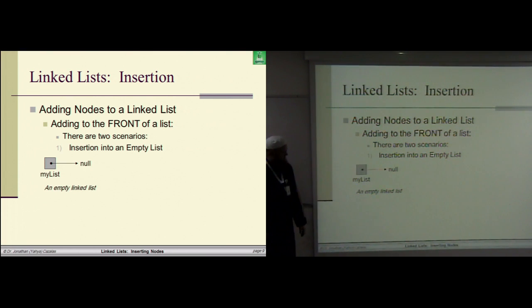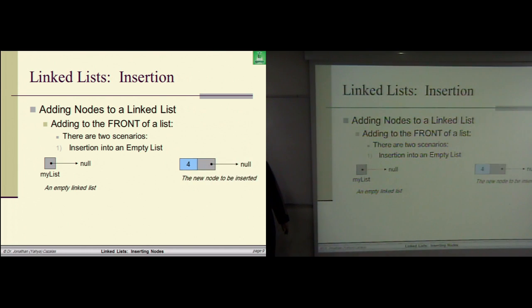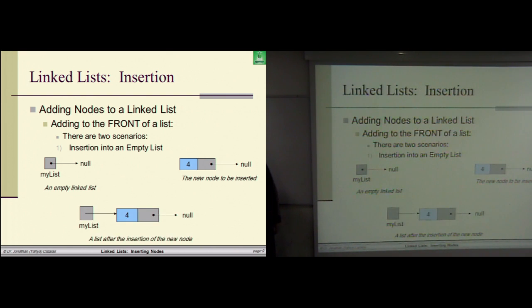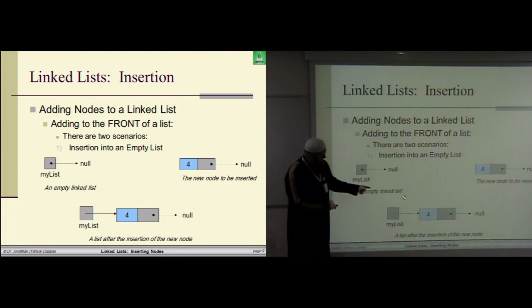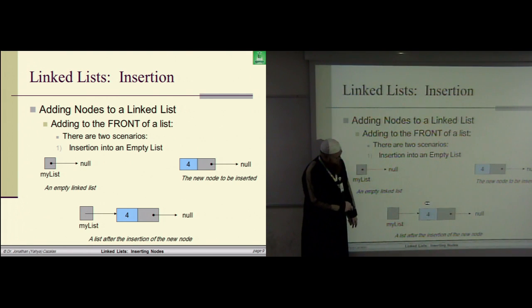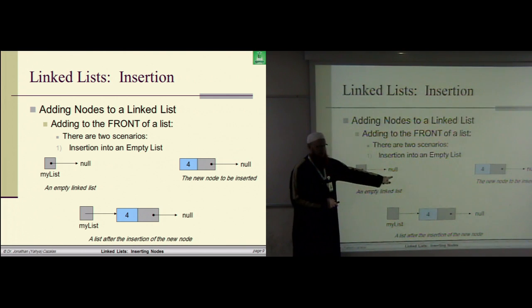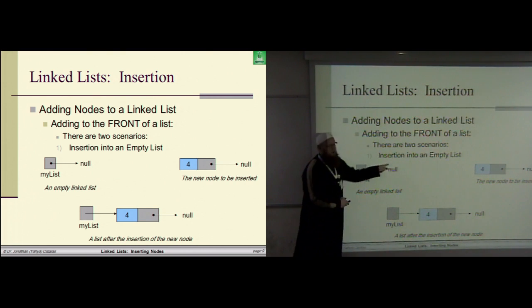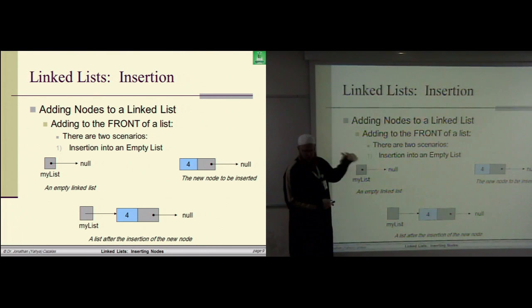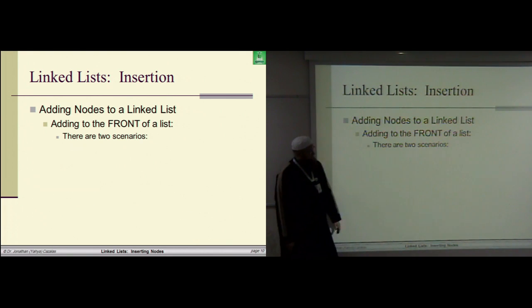Insertion into an empty list. If this is what we have, our list is empty, and we want to add this node number 4, what will happen? My list will point to 4, and then this node will point to null, or rather to the same thing that my list was pointing to. Yes? So it will point to the same thing.